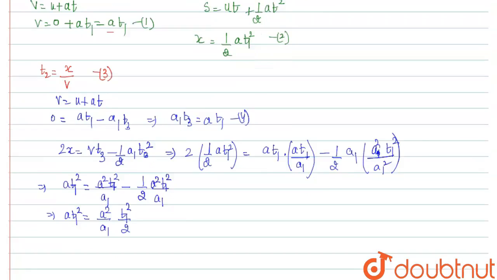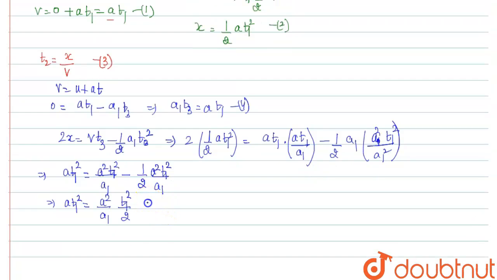So we write here the value of A1 is equal to A cancelled, that is T1 square and A cancel. So we write here 1 is equal to A upon A1 into 2. So from here A1 is equal to A by 2. Now the value of the retardation is half of the acceleration. So according to the question, the total time T is equal to T1 plus T2 plus T3.